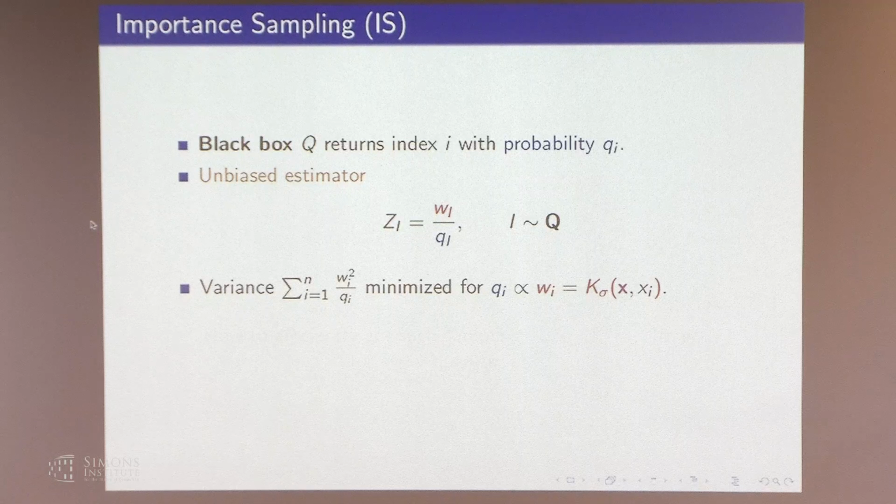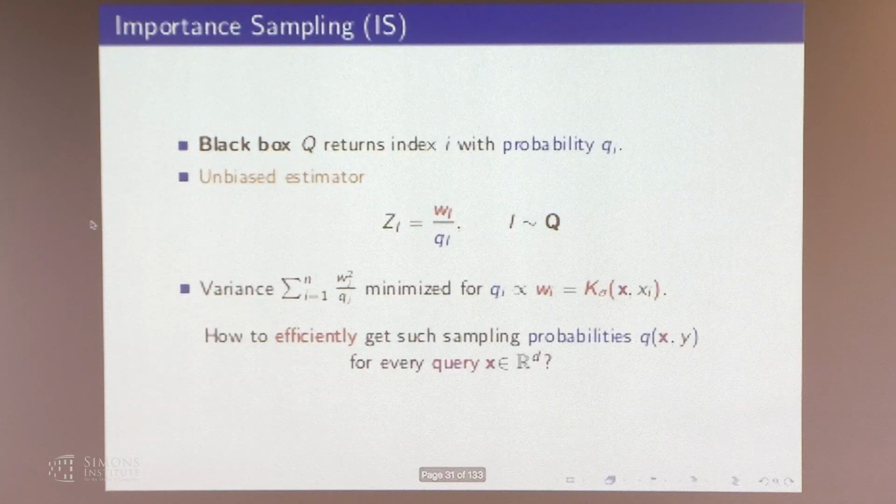The variance of this estimator is going to be the summation of W_i squared over Q_i. Now you could ask, how should you set your sampling probabilities so as to get a low variance estimator? Well, the ideal choice of sampling probabilities is to sample elements directly proportional to their weights. This would actually minimize the variance.